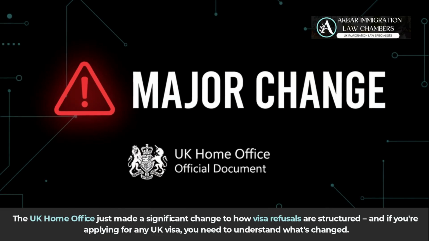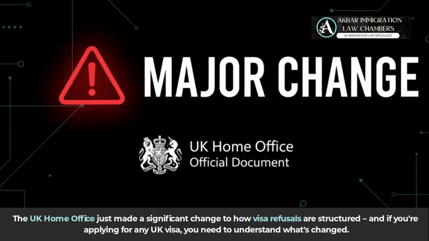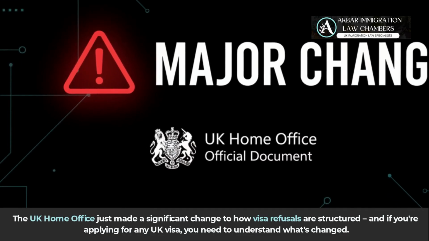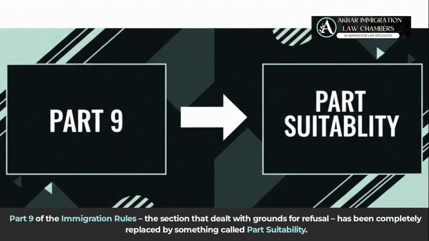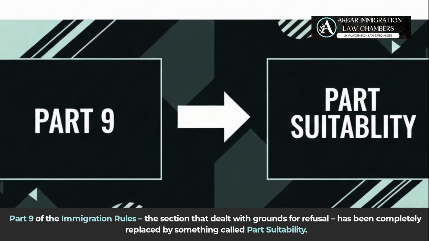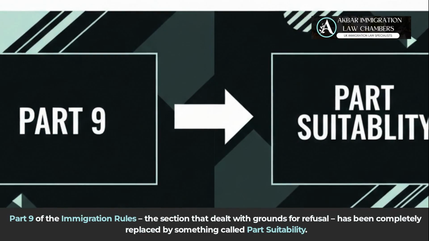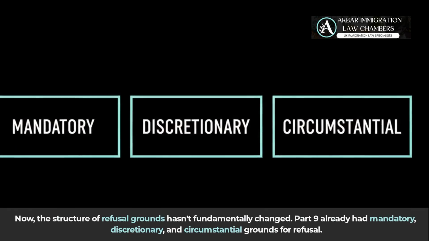The UK Home Office just made a significant change to how visa refusals are structured, and if you're applying for any UK visa, you need to understand what's changed. Part 9 of the immigration rules, the section that dealt with grounds for refusal, has been completely replaced by something called Part Suitability. Now, the structure of refusal grounds hasn't fundamentally changed.